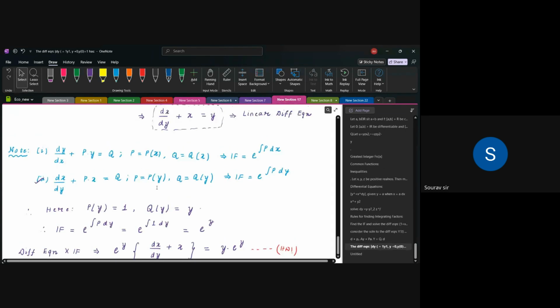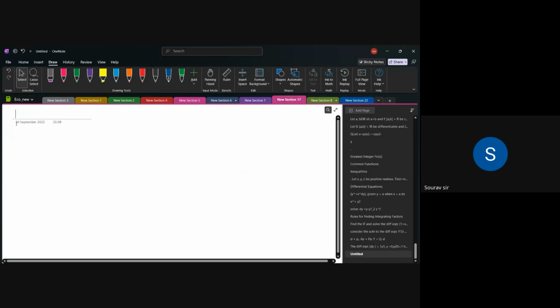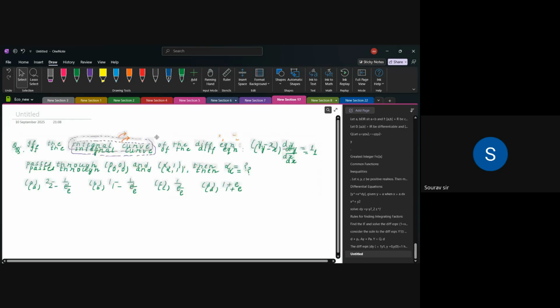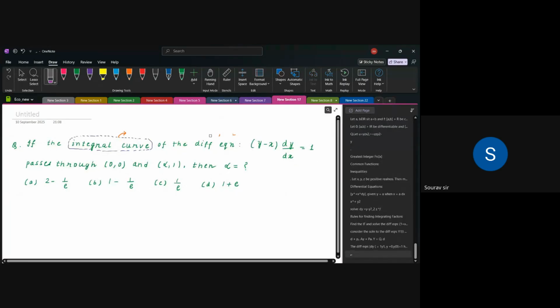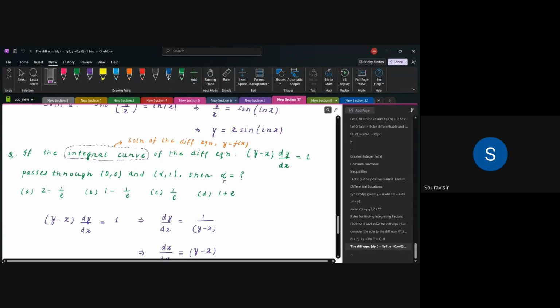questions for today. So the question was this. I'll just pick this. So this was the question, right? That if the integral curve of the differential equation passes through the point (0, 0) and (alpha, 1), then which of the options is alpha? And I hope you remember that we were discussing that integral curve means solution of the differential equation. The integral curve is just another term for that.